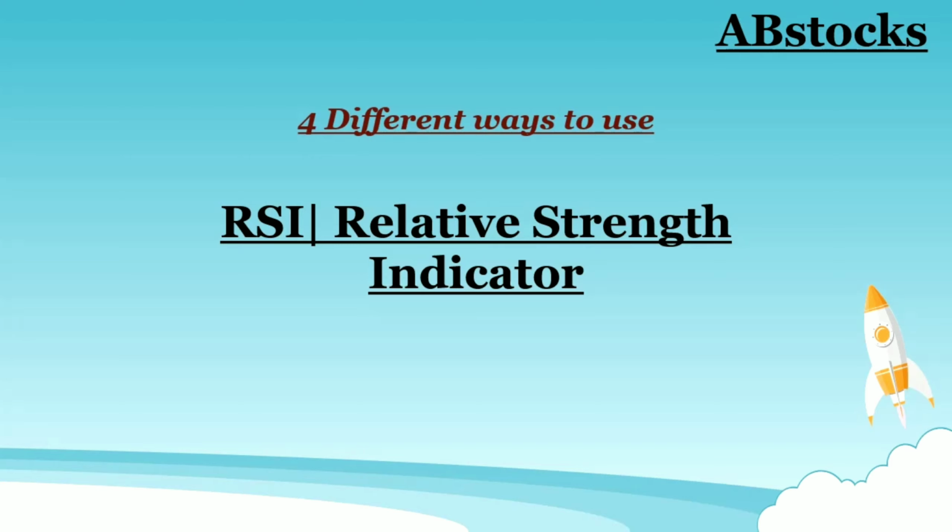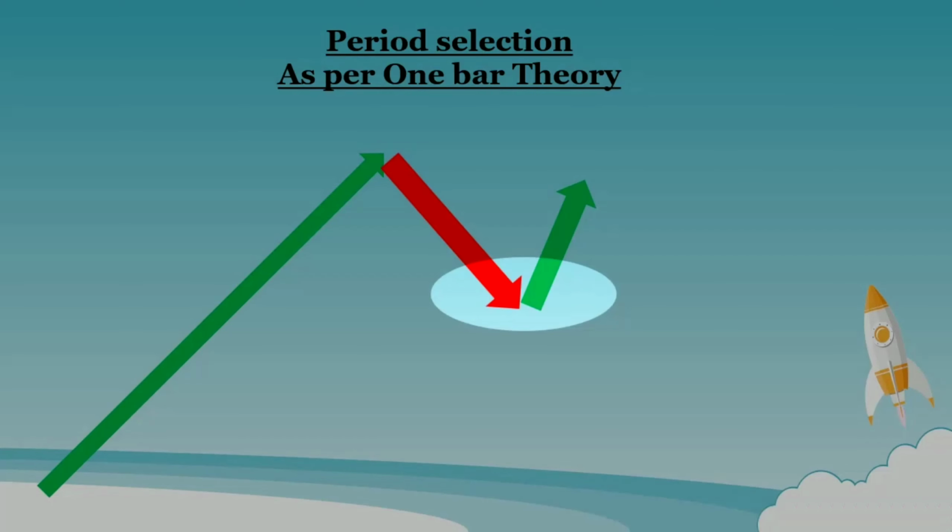Now RSI is a momentum indicator and it defines the strength of an ongoing trend. Now there are two things important in RSI. One is the range and second is the period. So everybody knows that RSI moves between 0 to 100 and there is a period. So let's discuss the period selection.